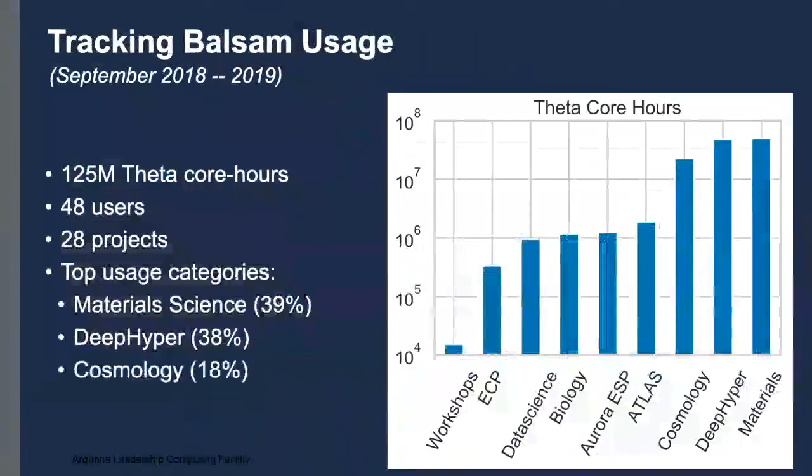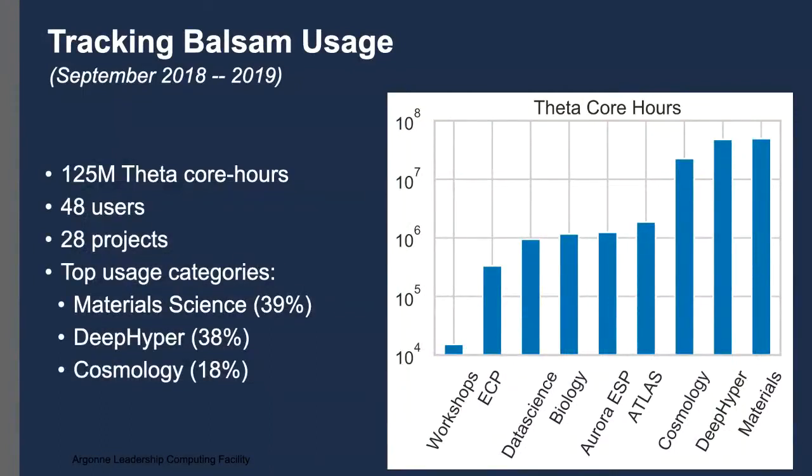Balsam's been pretty broadly used across several science domains. So here we're looking at usage over a span of 1 year from September 2018 to September 2019. And in this time, we saw that Balsam was used for about 125 million Theta core hours. And this was used over 28 projects.